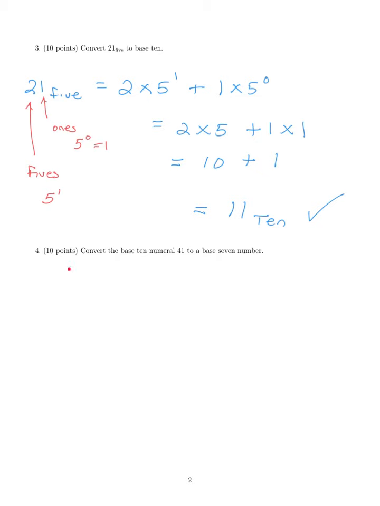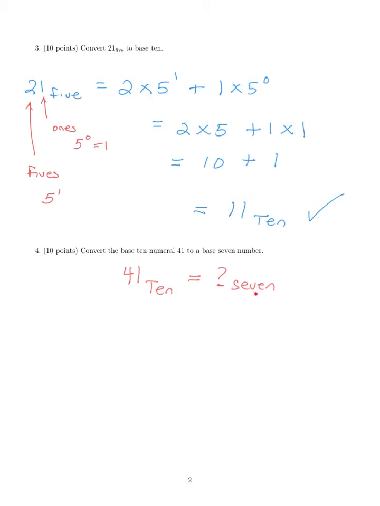For question 4, we're going to do this process in reverse. We're going to start with a base 10 number and change that to something that is in base 7. So we have 41, which is in base 10, and I'd like to convert that to a base 7 number. To do this, I ask myself, is there a number I can multiply 7 by that gets me very close to 41? And I'm only allowed to use digits from 0 to 6. I can't use 7 or anything greater than 7 because we want to go to base 7.